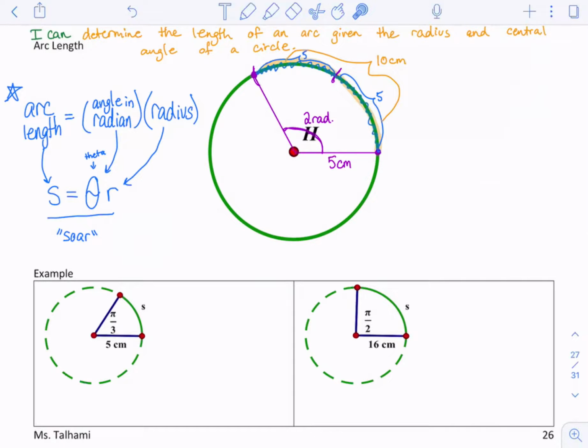That is funny. So S equals theta R. Now, again, a big key part here is that the angle has to be in radians because that's what talks about the length, how many radii fit around the circle.